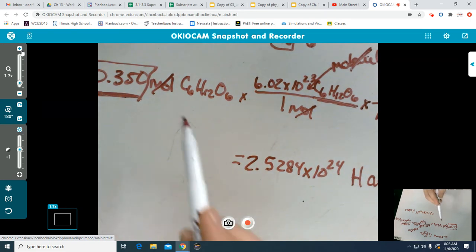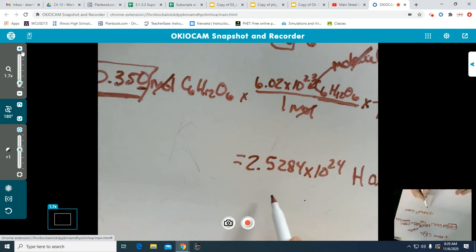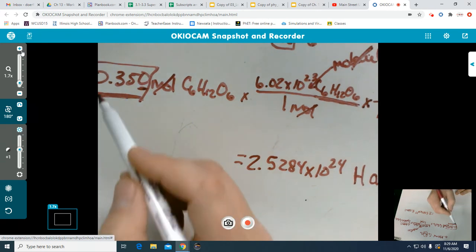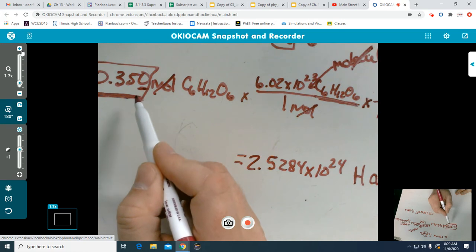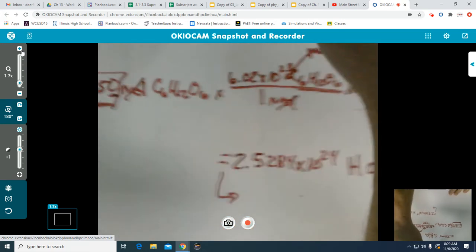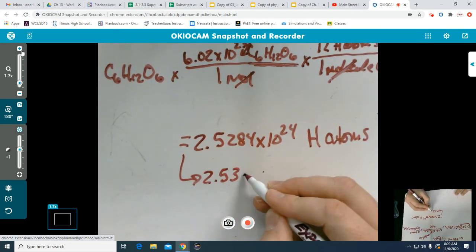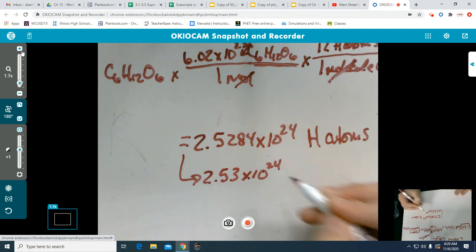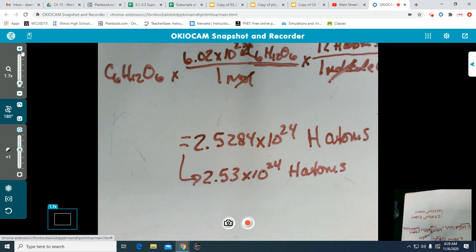3. Now this 0 ends up counting. Okay, so you base your final answer in terms of rounding off of the number of sig figs in your given value. So this would actually end up becoming 2.53 times 10 to the 24th H atoms. And that would be your answer.